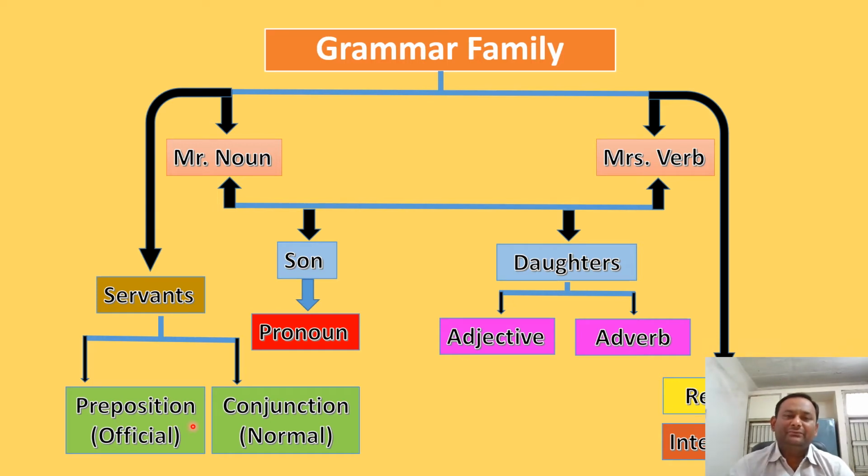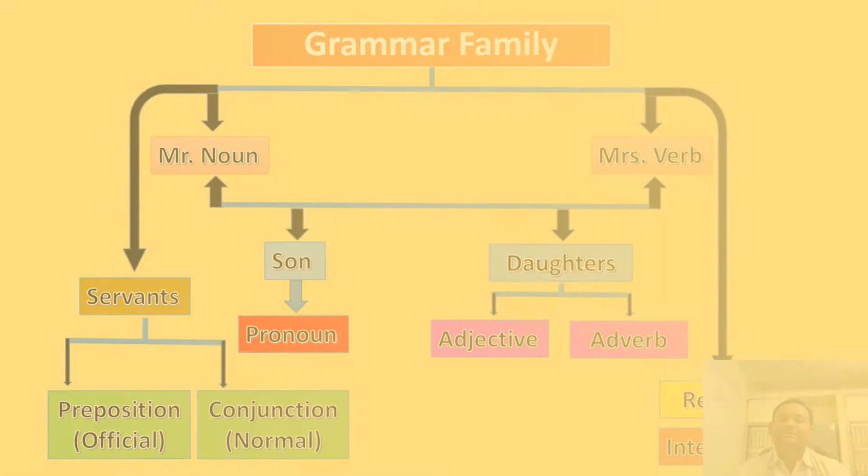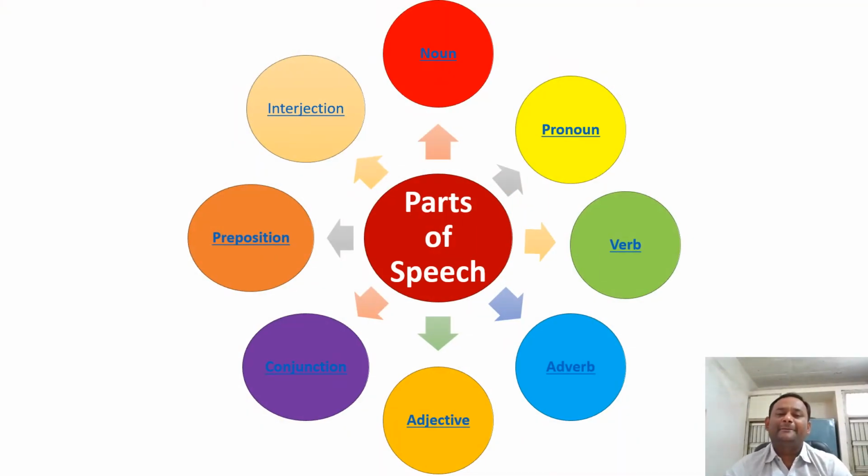Now, if you see this chart of Grammar family, you can identify some words like noun, verb, pronoun, adjective, adverb, preposition, conjunction, interjection. Such words are there. Friends, these words are called parts of speech. So there are total 8 kinds of parts of speech: noun, pronoun, verb, adverb, adjective, conjunction, preposition, interjection. Now let us learn about them one by one.